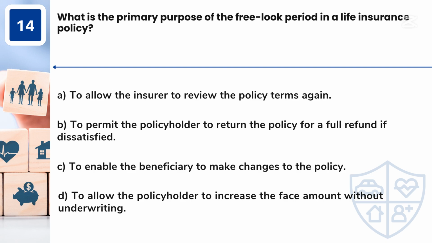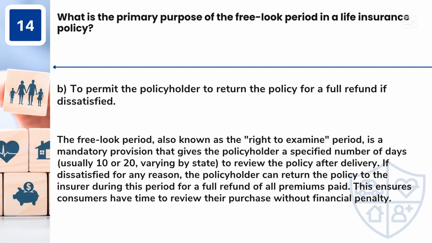Question 14. What is the primary purpose of the free look period in a life insurance policy? A. To allow the insurer to review the policy terms again. B. To permit the policyholder to return the policy for a full refund if dissatisfied. C. To enable the beneficiary to make changes to the policy. D. To allow the policyholder to increase the face amount without underwriting. Answer: B. To permit the policyholder to return the policy for a full refund if dissatisfied.